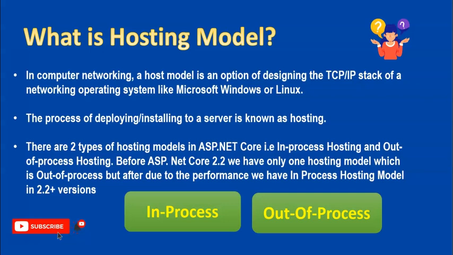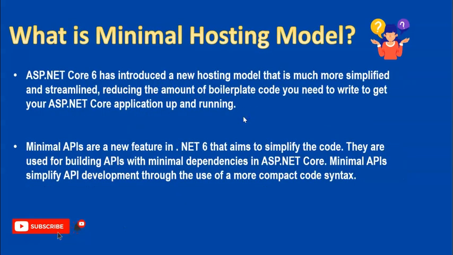Before ASP.NET Core 2.0, we had only out of process, but due to performance, after 2.2 versions we have the in process hosting model. But .NET Core 6.0 introduced minimal hosting. So what is the minimal hosting model? The hosting model introduced in .NET 6.0 is much more simplified and streamlined, reducing the amount of boilerplate code you need to write to get your ASP.NET Core application up and running.